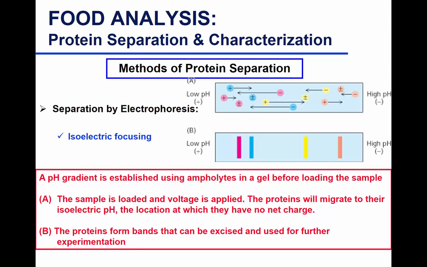Then you load your sample, and your sample will migrate until it hits its isoelectric point. When it hits its isoelectric point, it will stop migration. Well, pause. So then you will have your proteins separated based on their isoelectric point.